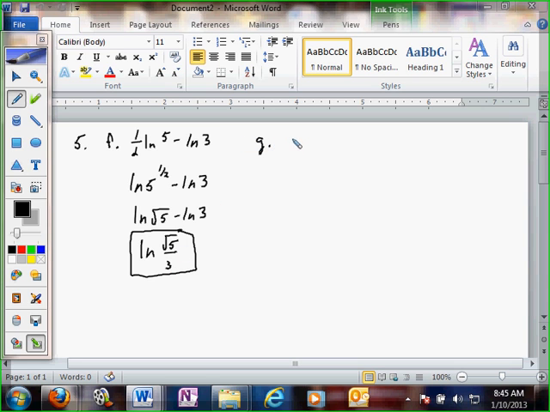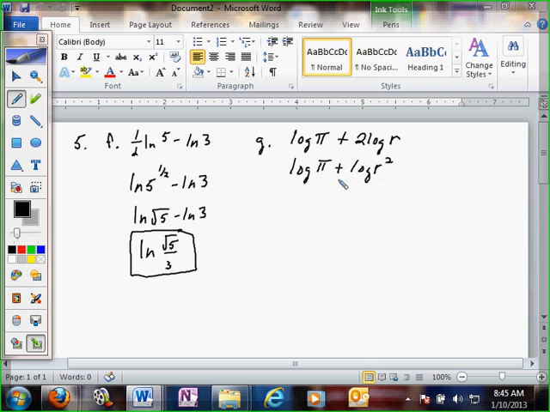G, log base 10 of pi plus 2 log base 10 r. So again, I have a coefficient over here, so that's going to become the power of r, so I'll take care of that first. Log base 10 pi plus log base 10 r squared.